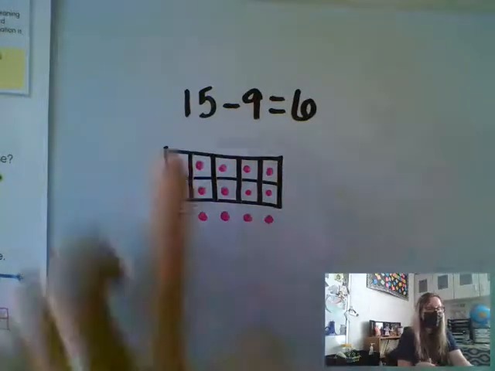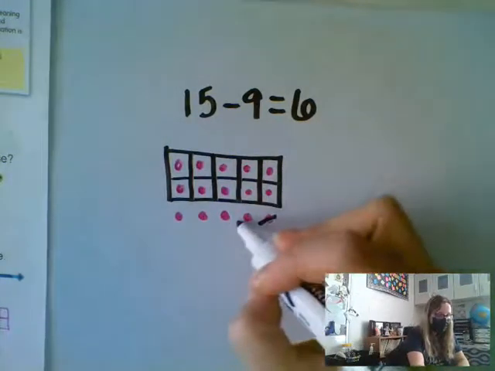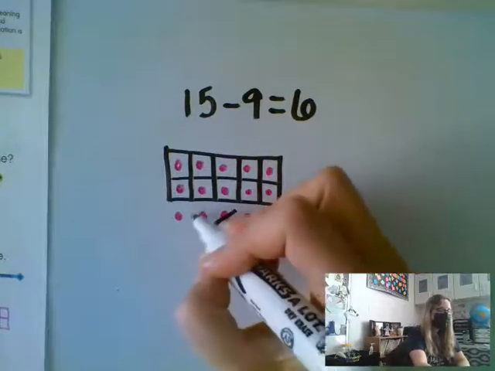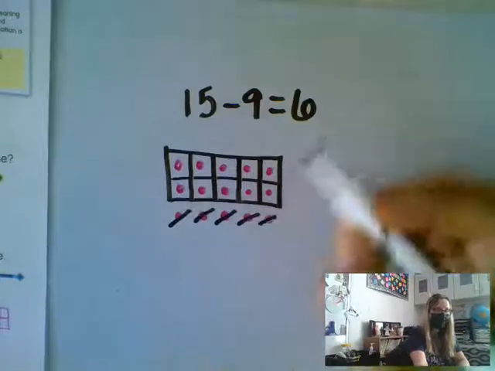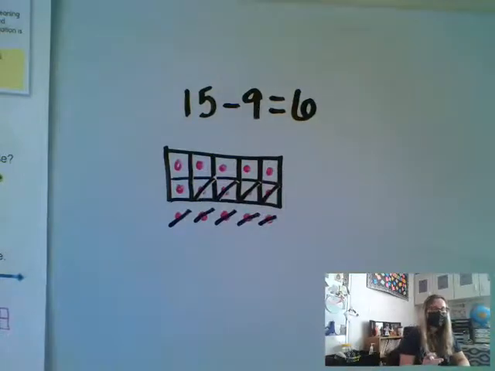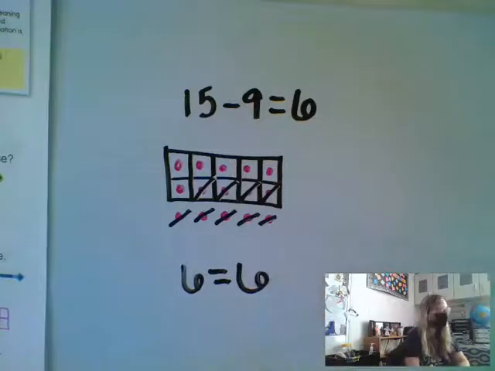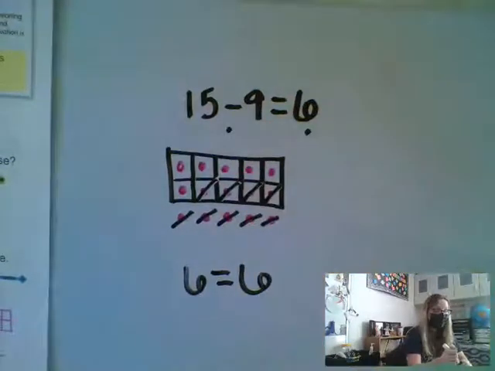Now I'm going to take away 9. Okay, so count with me nice and loud. 1, 2, 3, 4, 5, 6, 7, 8, 9. Now, Isaac, I took away 9. How many circles do I have left? 6. So does 6 equal 6? Yes, so 15 take away 9 equals 6. That one is correct. You can circle 15 take away 9 equals 6. That is a true equation.